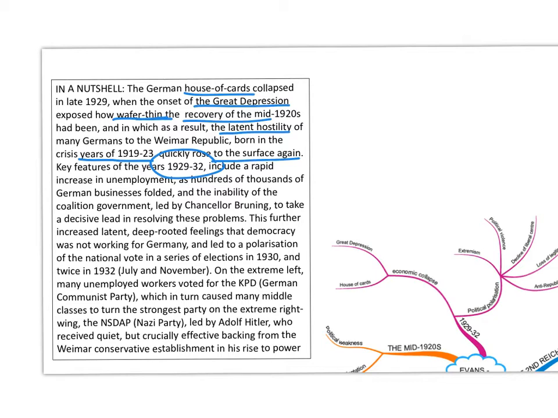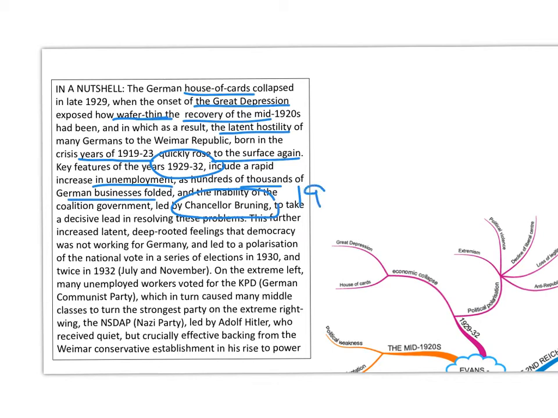The earlier economic crisis, 1919 to 23, had been about inflation. This was a depression. And the key feature of a depression was the opposite of an inflation. Prices actually dropped. What went up was unemployment. Hundreds of thousands of German businesses folded. And what was exposed at the middle of it was the German government led by Chancellor Brüning.